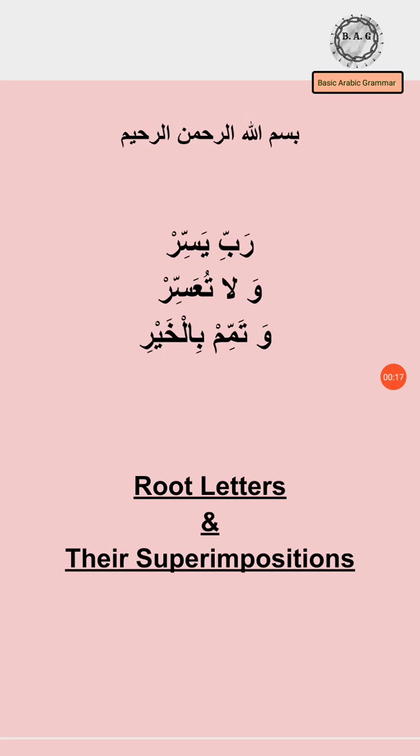We are currently on plurals. We have completed Jama Salim. We are done with Musanna. We have also practiced their declension. What we need to do now is Jama Mukassir. But before moving to that lesson, I decided to take a little detour and to shed some bit of light on the concept of root letters and how they are superimposed on various patterns to obtain the derivatives.